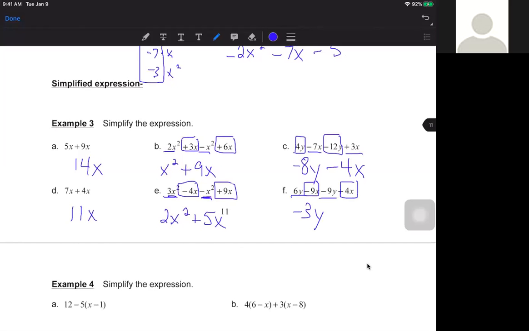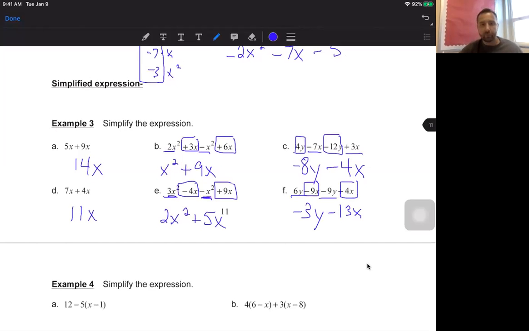Negative 5. In this case, we have negative 9 minus 4 more. So that would end up giving us a negative 13x. Questions on those?